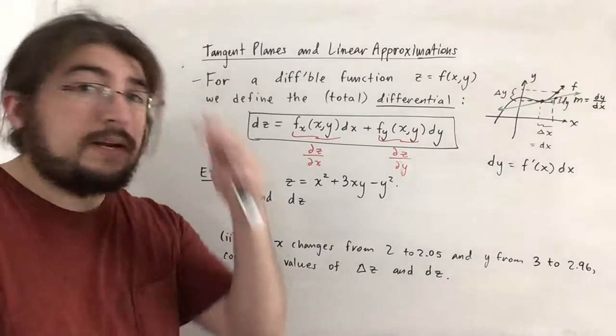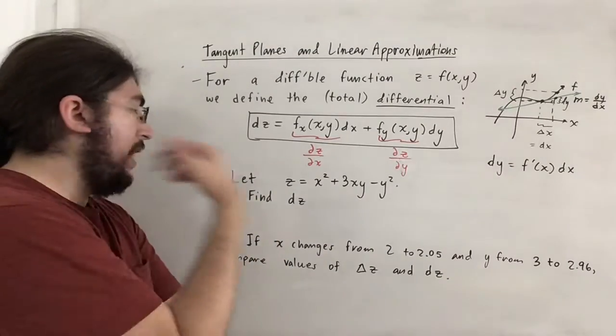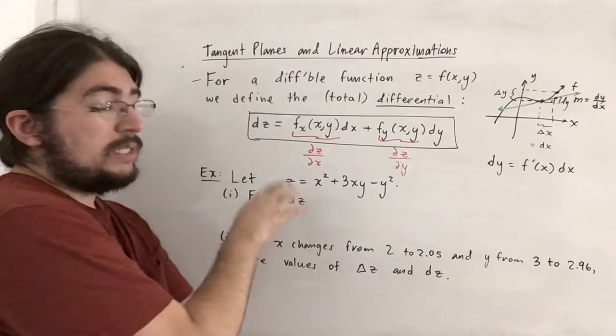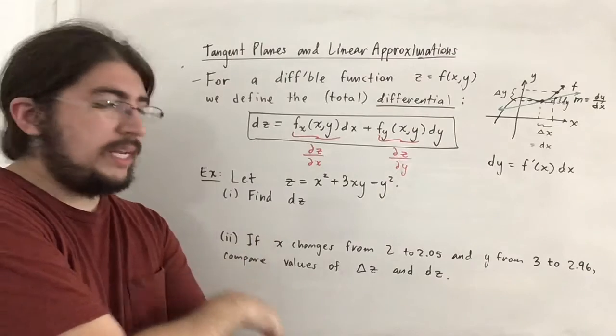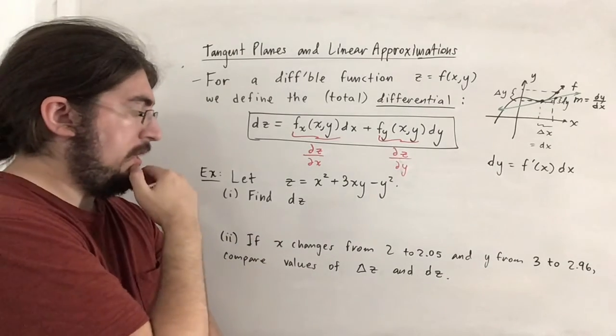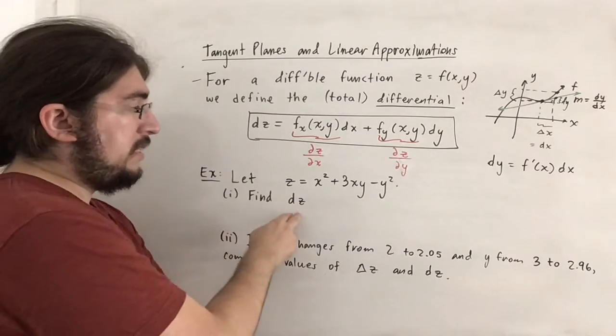Okay, well in any event, let's cut to the chase with this example. Here we have a given function of two variables, z equals x squared plus 3xy minus y squared, and we want to find two different things. The last one is a little bit of a conversation, but the first one is pretty simple. We want to find the total differential dz.